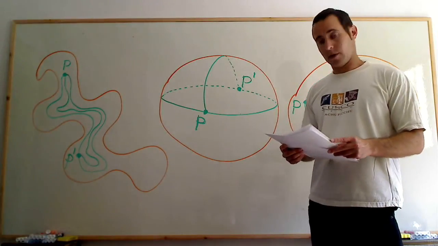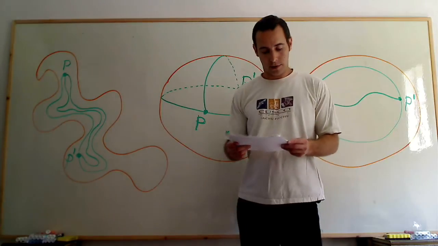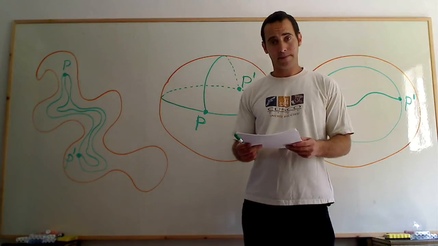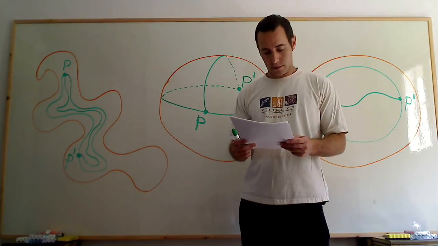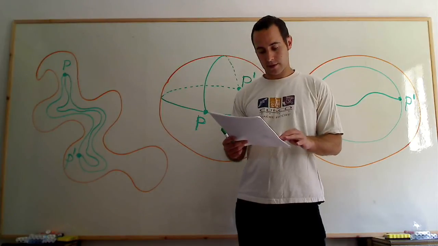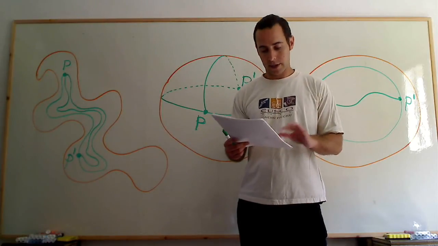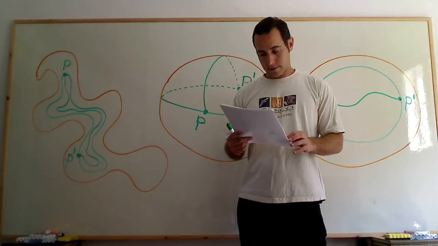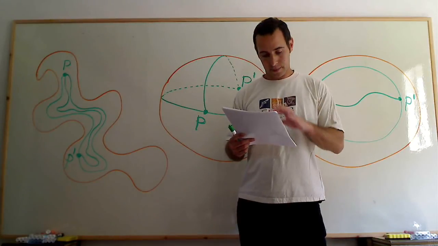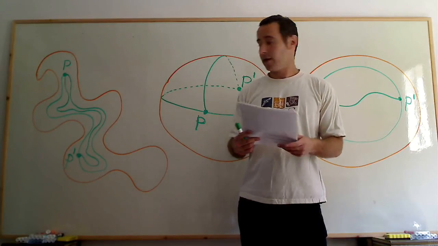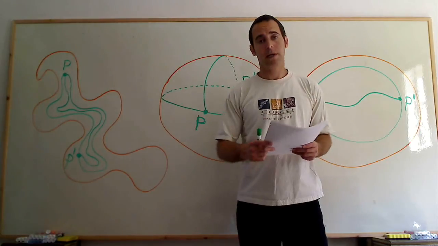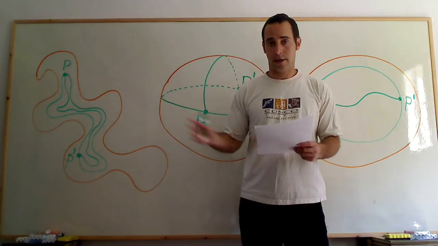Okay, so in the next time we will continue with Euler's theorem, which talks about how many vertices and how many faces and how many lines a polygon has. And we will use things that we learned now.